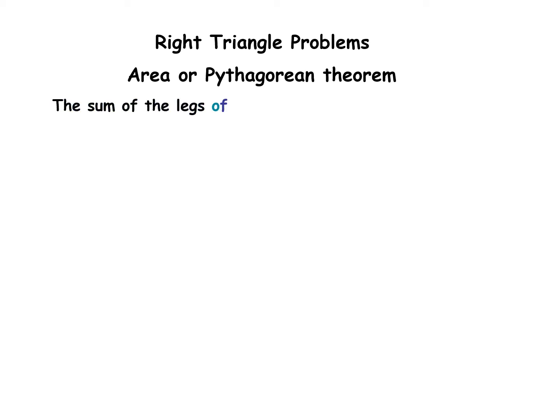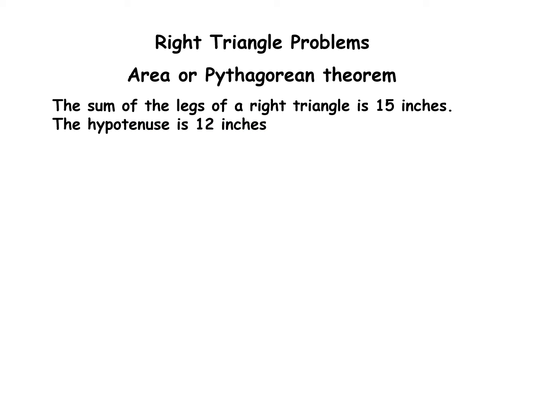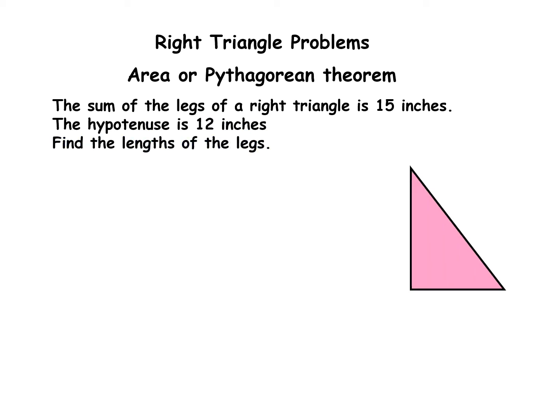All right, let's take a look at some right triangle problems, which could be either the area or the Pythagorean theorem, or perhaps a combination. So this one says the sum of the legs of a right triangle is 15 inches. The hypotenuse is 12 inches. Find the lengths of the legs. So here's my right triangle. It tells me that the hypotenuse is 12, and I'm going to call one side X.